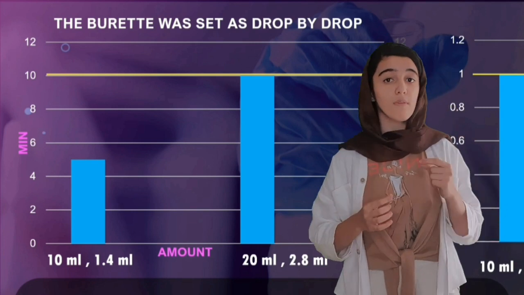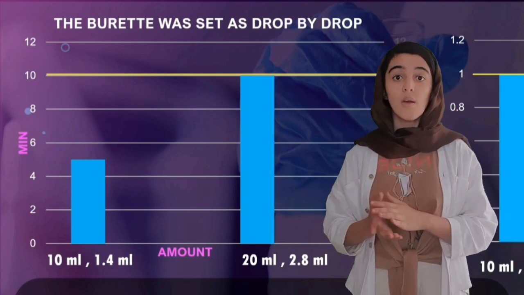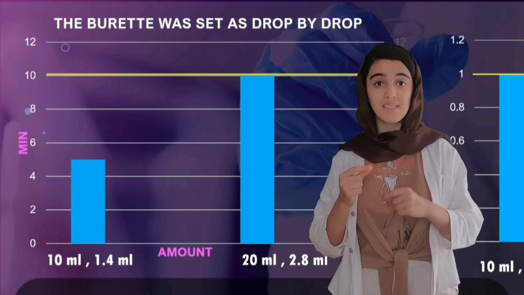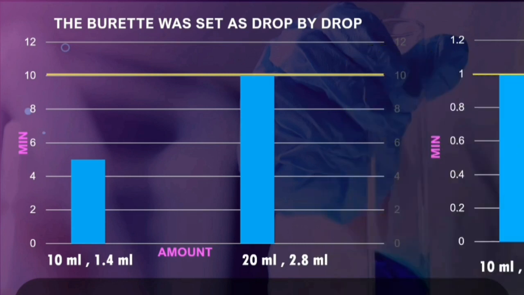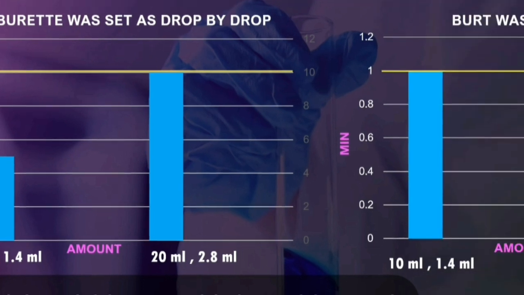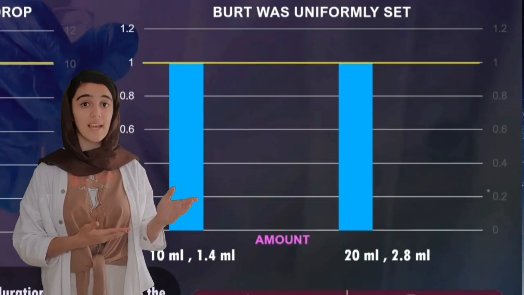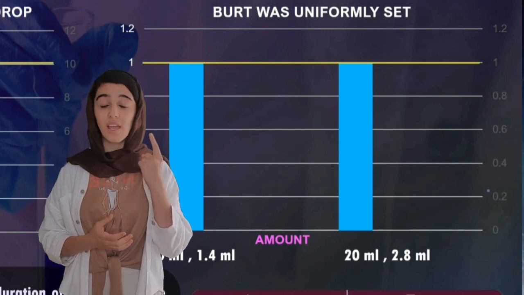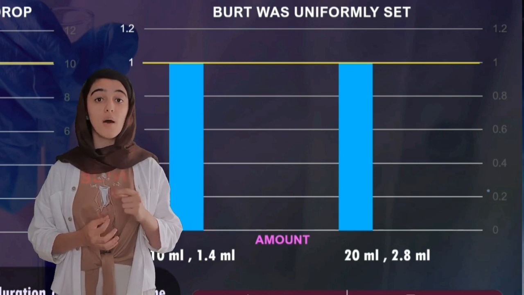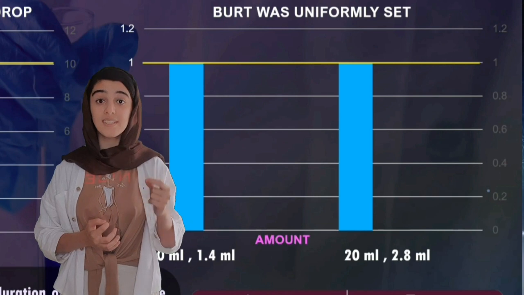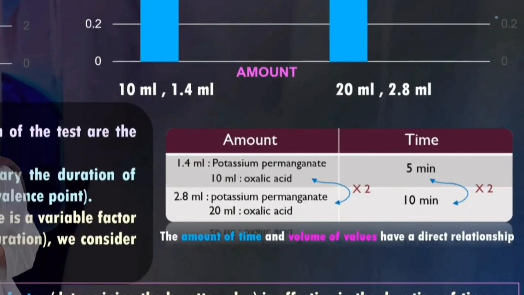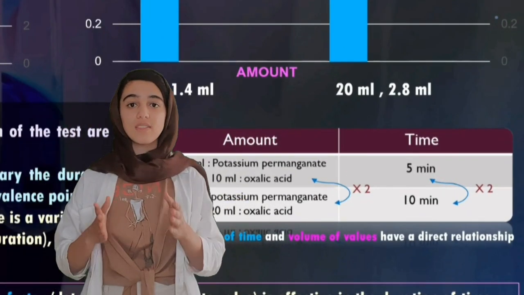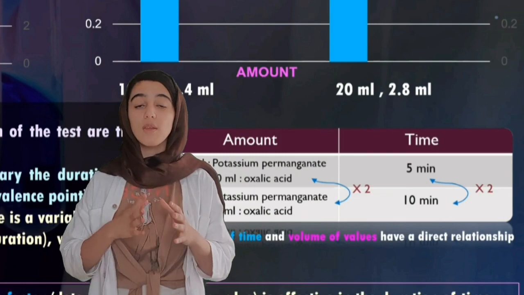The time it takes to reach the equivalence point is approximately 4 minutes. And when I double my values with this burette setting, I can see that the time it takes is 10 minutes. And here, with the burette set informally, the values of 10 milliliters and 1.4 milliliters take just 1 minute to reach the equivalence point. And with doubled values, the time it takes is the same. So you can see in this chart that the amount of time and volume of values have a direct relationship.